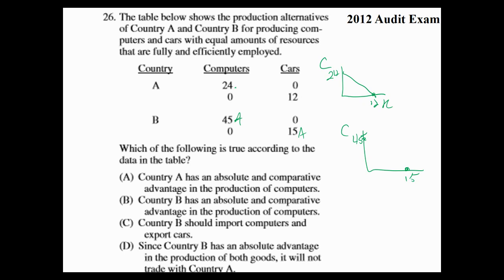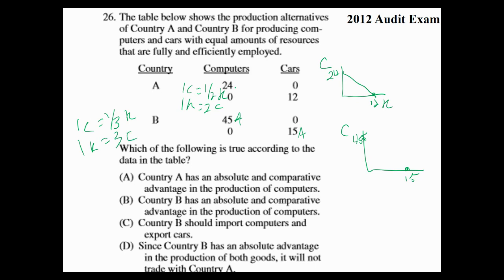This is output data, so this is 000. So to make one computer, other over, would be one half of a car. To make one car would be two computers. And then for firm B to make one car, other over, that would be 1/3 of a computer. I'm sorry, yeah, one computer would be 1/3 of a car. For one car, other over, would be three computers.